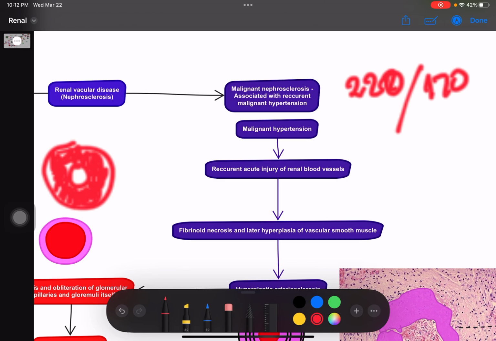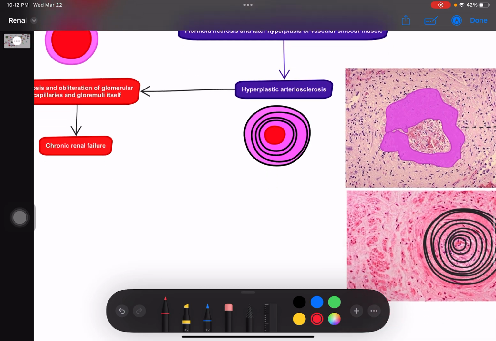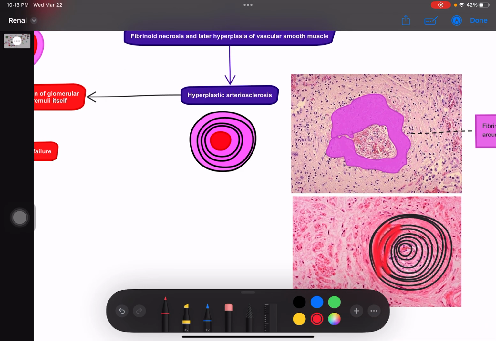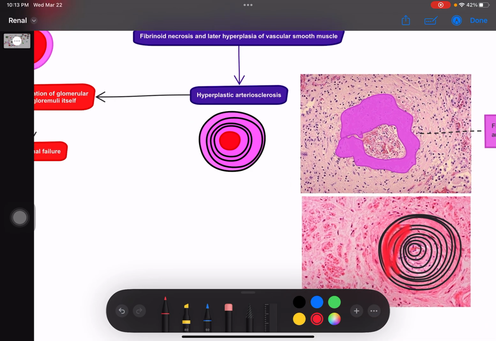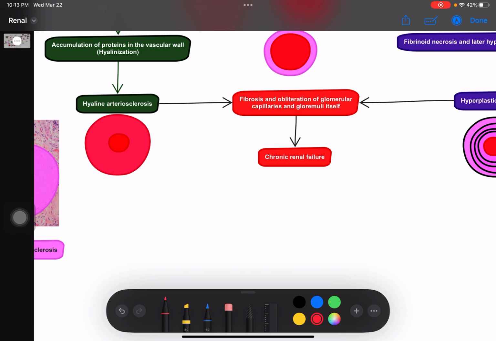For malignant hypertension, there is recurrent injury to the renal blood vessels, and there's fibrinoid necrosis with the hyperplasia of the vascular smooth muscle, and this is characterized with the onion skin sclerosis. This is called hyperplastic arteriosclerosis. So malignant hypertension is associated with the hyperplastic. The regular hypertension is associated with hyaline arteriosclerosis.